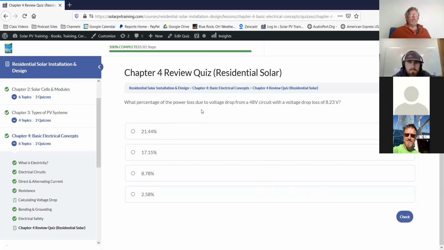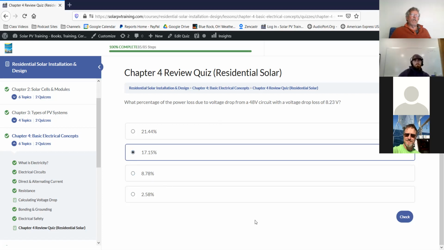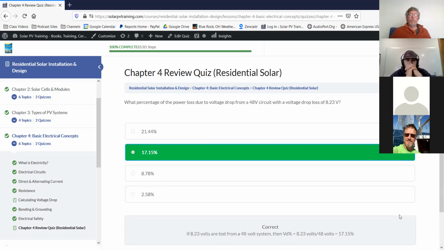What percentage of power loss is due to voltage drop? Well, we know that we lost 8.23 volts. It's a 48-volt system. So we divide 8.23 by 48. We find out that we've lost 17%. Well, is that acceptable? Well, we've said no. You know, we want to keep everything below about 2%. So we've lost this. So our alternatives are use a bigger wire, shorten the distance, or increase the voltage of our system.